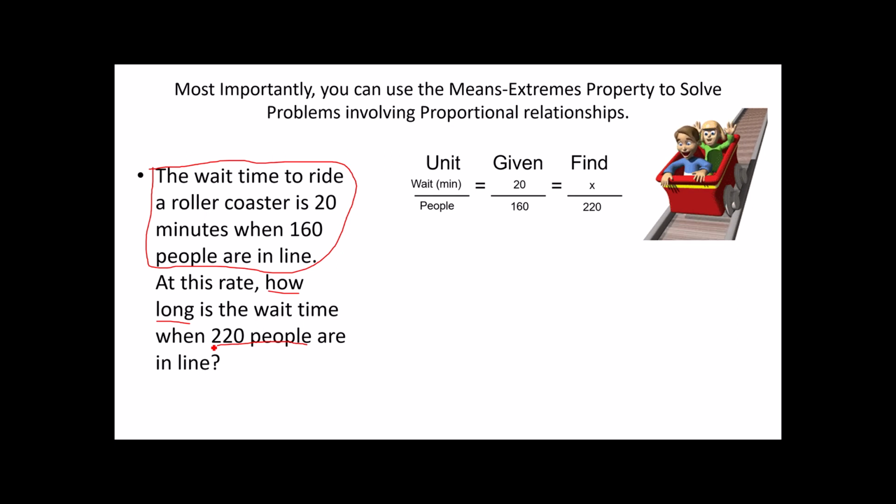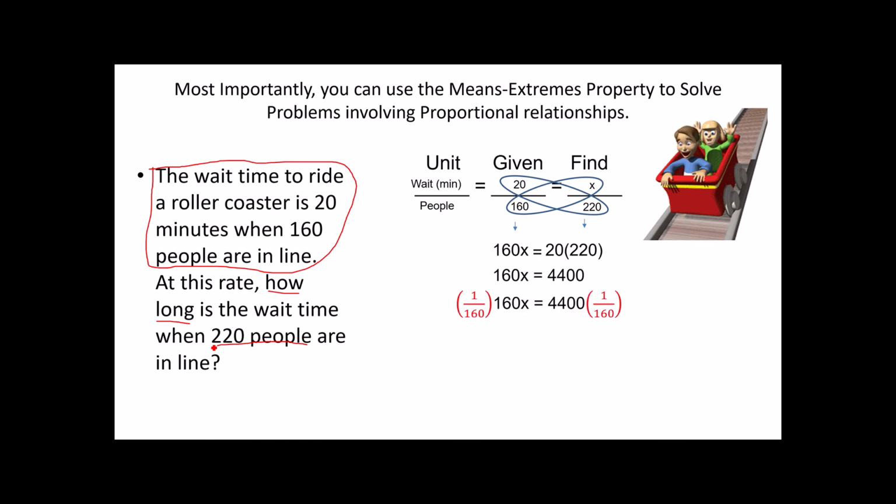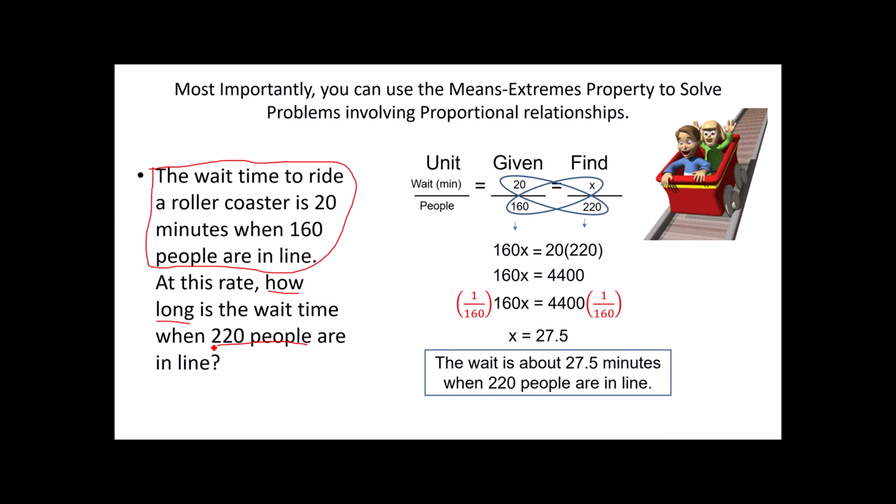You just finished the hardest part of the problem. Cross multiply, those have to equal. Multiply your numbers together, get rid of your times 160, your answer is 27.5. The wait time is about 27.5 minutes when 220 people are in line.